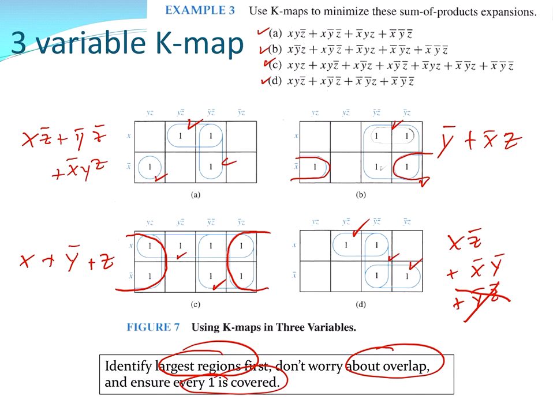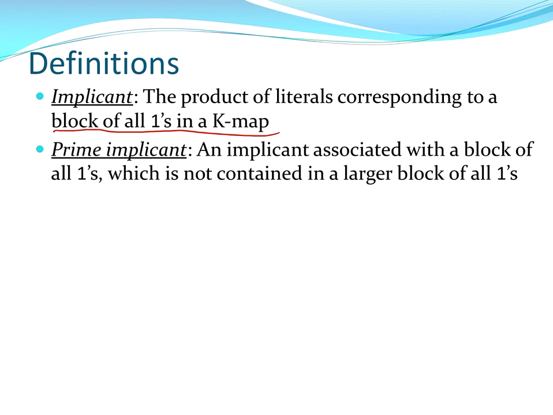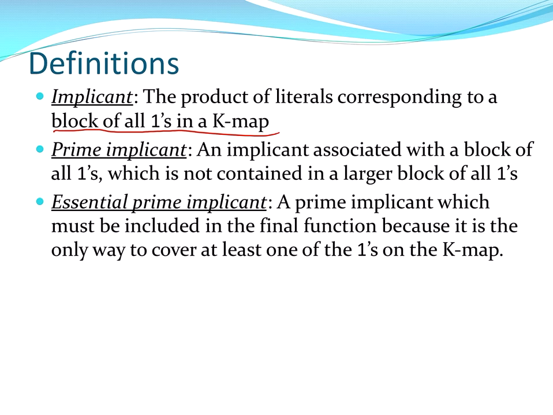All right, let's get some definitions. An implicant is a product of literals corresponding to a block of all ones. You could call it just a block; a grouping would be an implicant. A prime implicant is a block of ones that isn't contained in a larger block of ones. And an essential prime implicant is a prime implicant which has to be included in the final function because it's the only way to cover at least one of the ones.